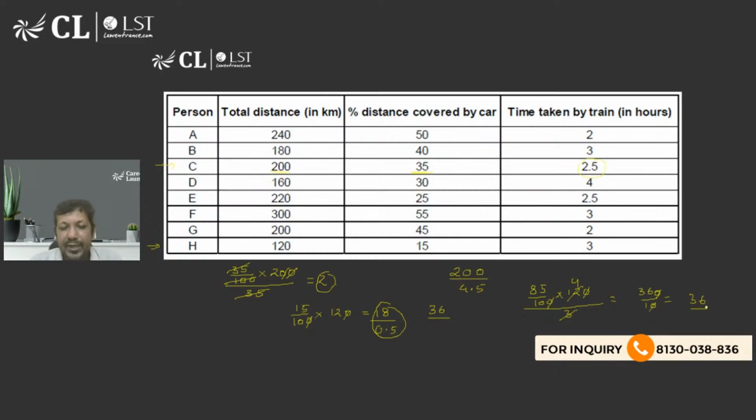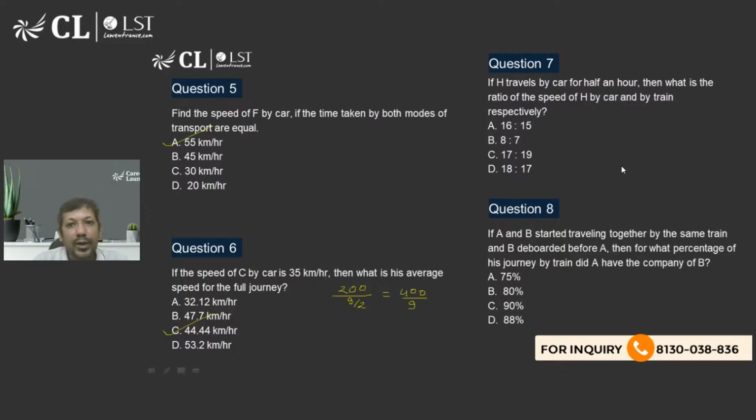So what is the ratio of speed? Oh, sorry, I made a mistake. It's going to be 340, so it is going to be 34. Now, what is the ratio of speed of car to train? That is going to be 36 is to 34, and that comes out to be 18 is to 17. So the answer of this question is going to be option D.